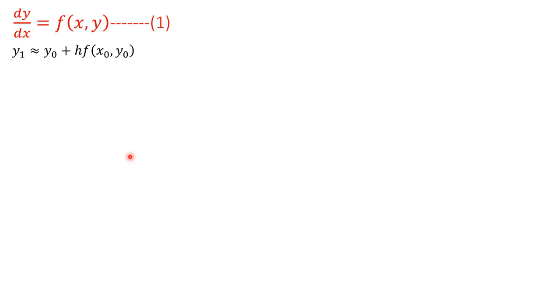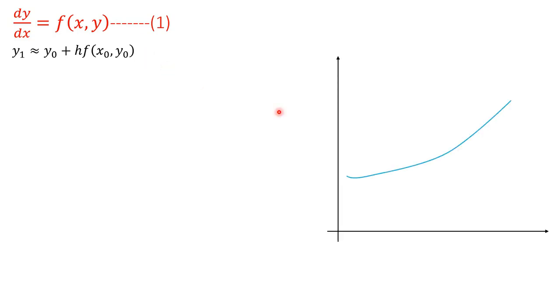Now we will discuss this Euler's method graphically. So dy by dx equal to f of x, y is our function, and by using Euler's method we have derived that y1 is approximately equal to y0 plus h into f of x0, y0. Now see graphically what happens. Suppose this is a graph of the solution y is equal to phi of x. These are the values of x0 and x1. So this is x1 here.